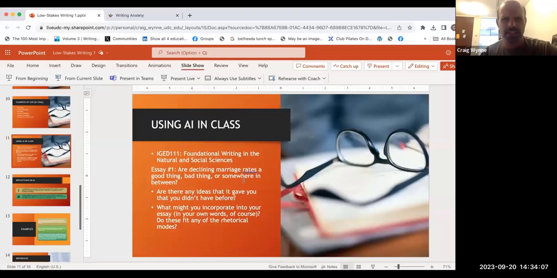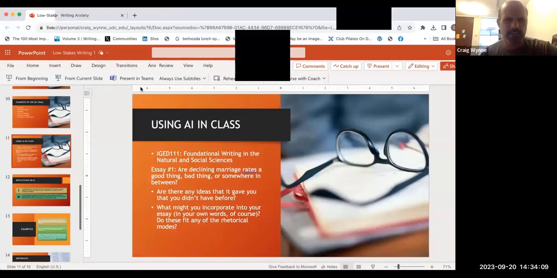Okay, this is what I really want to do. So, AI. Has anybody in here used AI in your classrooms before? Anybody use ChatGPT or anything like that?